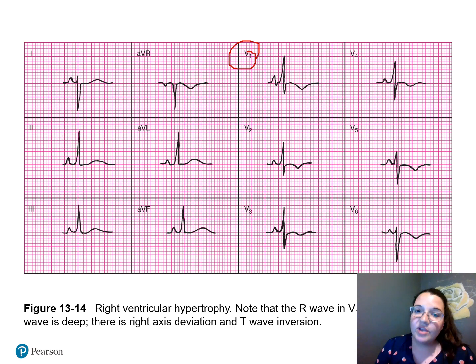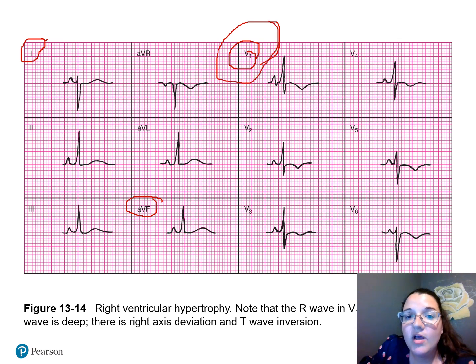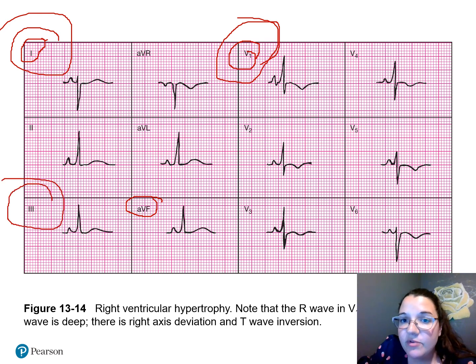Again, where do we look for our axis deviations? We would have answered this by following our 6 steps already. And we would look at lead 1 and AVF. Where do we look for bundle branch blocks? V1. Where do we look for hemiblocks? Lead 1 and lead 3. Where do we look for a hypertrophy? V1. See how confusing all of this can get?